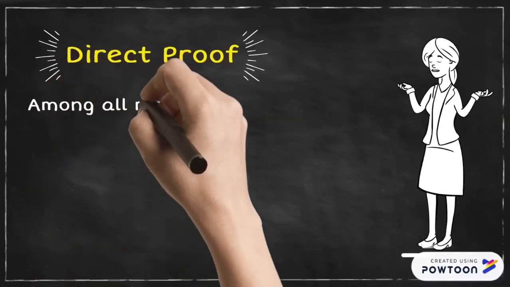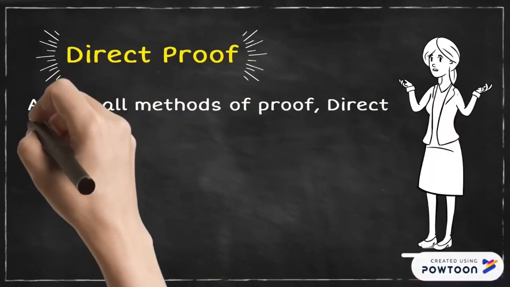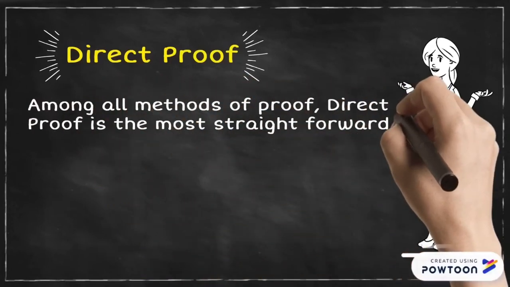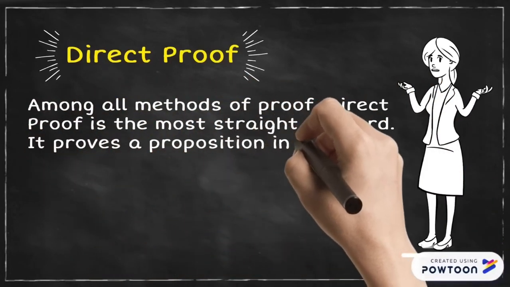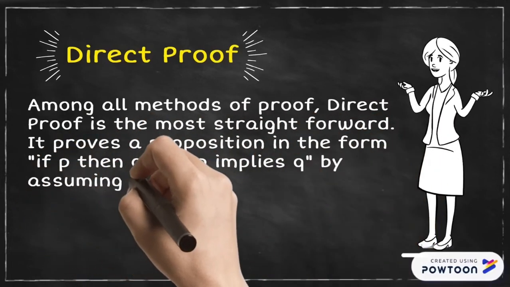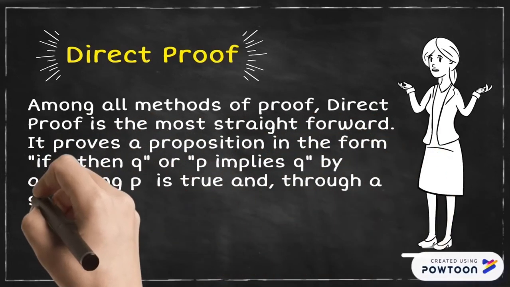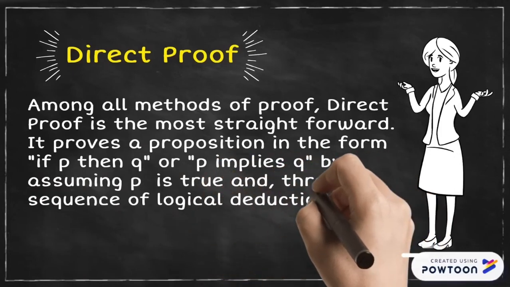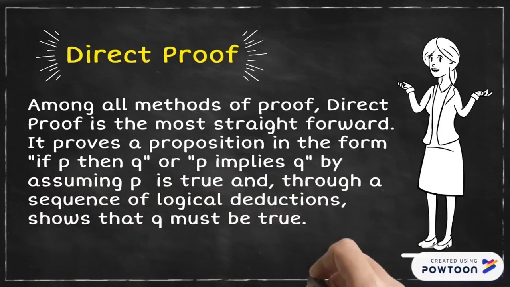First is direct proof. Among all methods of proof, direct proof is the most straightforward. It proves a proposition in the form of if P then Q, or P implies Q, by assuming P is true, and through a sequence of logical deduction shows that Q must be true.